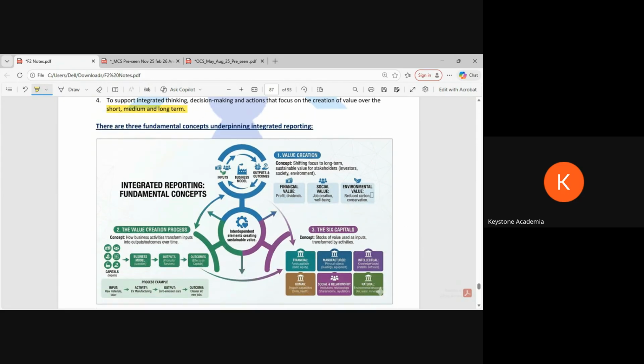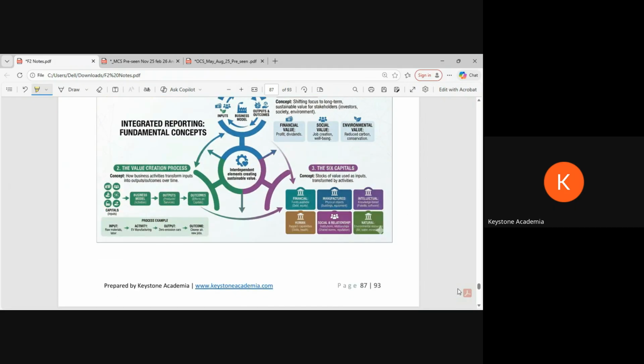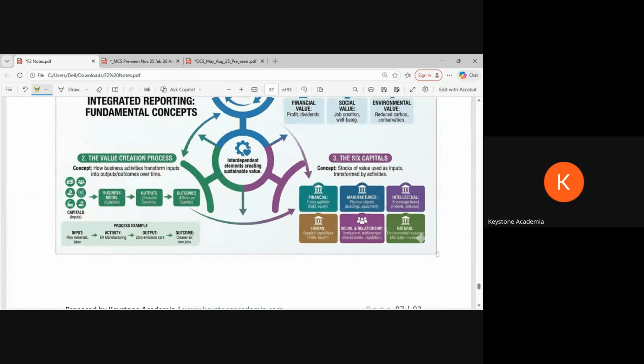Financial value, social value, environmental value is the same thing with different words. Financial value means profit, social value means people, environmental value means planet. What we need to remember is these six capitals. Usually, we are reporting on these capitals only.